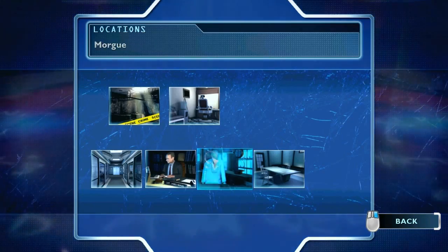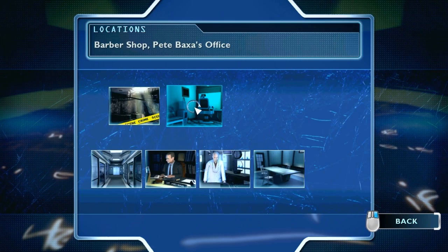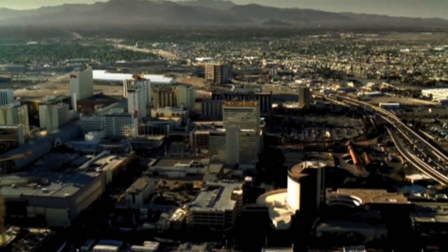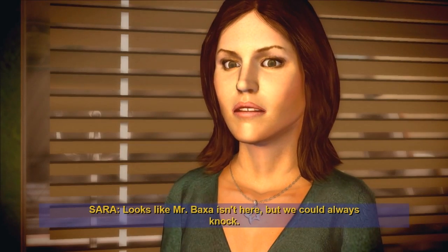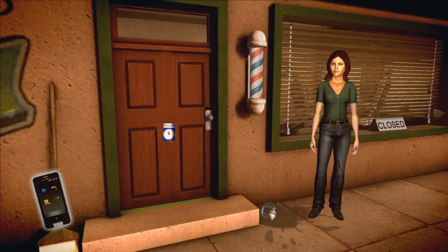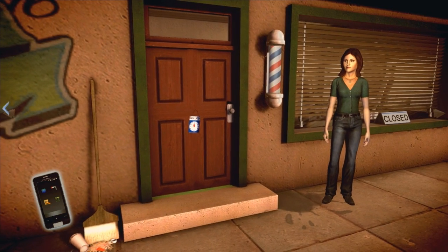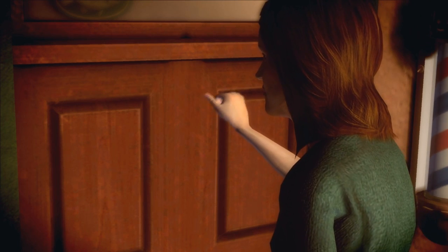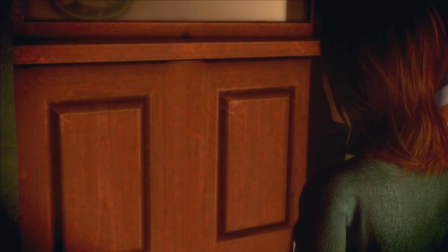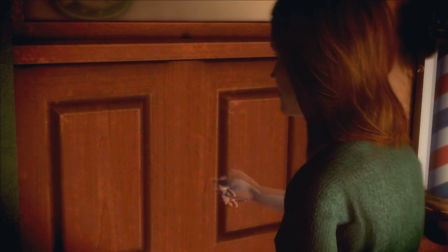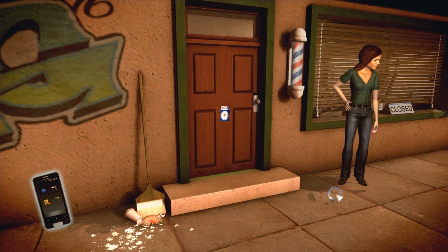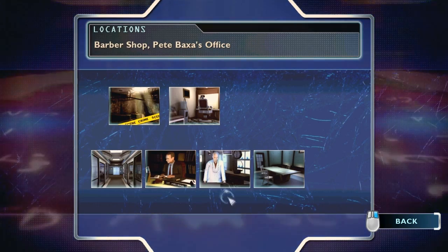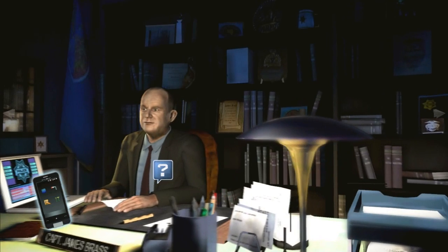Right, so I guess we'll go and see Pete Baja in his office. I guess that's the next stop that we should do. Nice little cutscene of Vegas in daytime. Looks like Mr. Baja isn't here. But we could always knock. No answer. Okay, I guess he's not here, so let's go and see Brass. See if he's got anything for us.